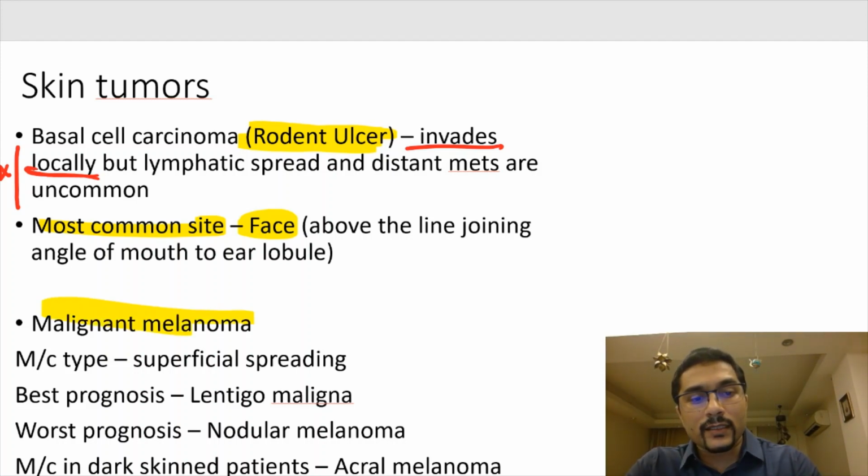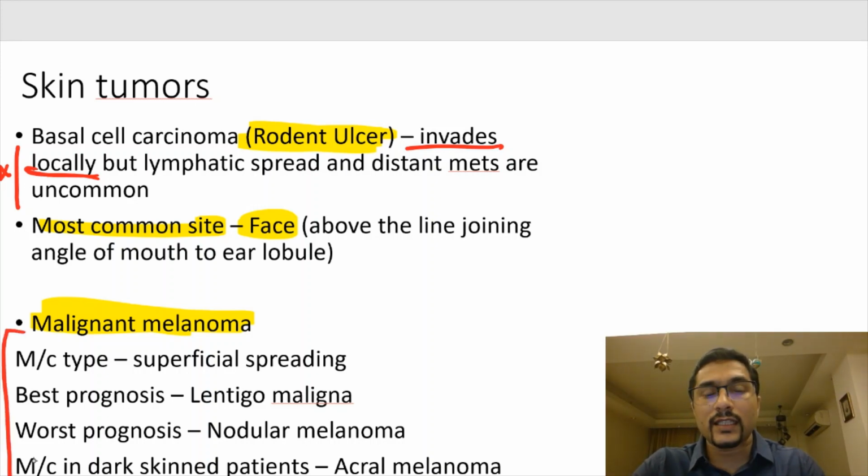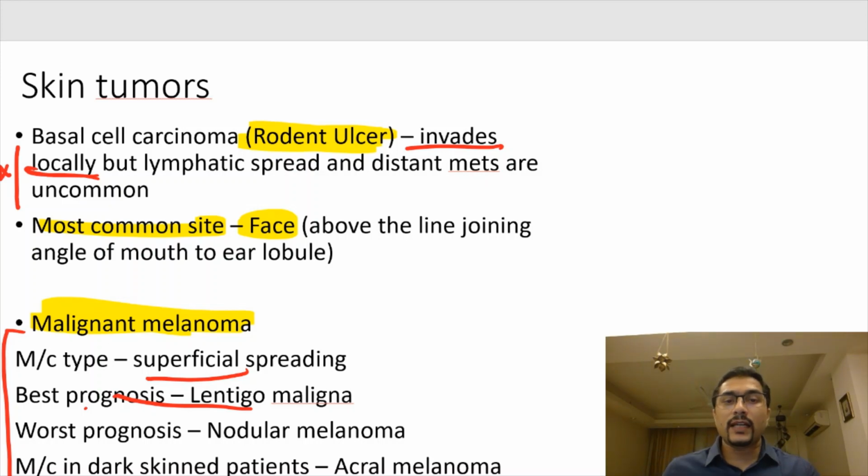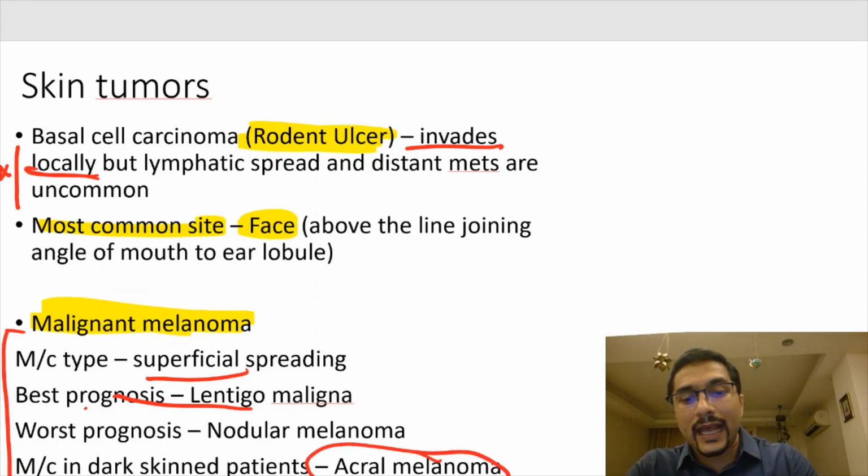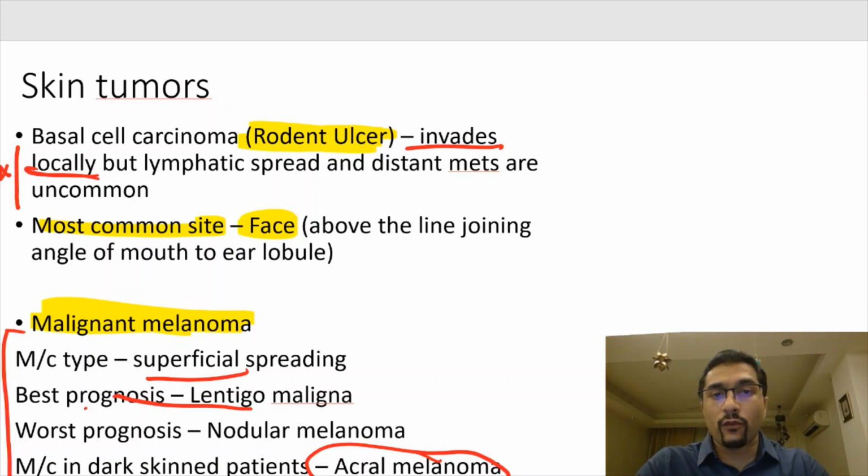Malignant melanoma, there are certain one-liners which have been asked. You should remember these 4 one-liners which have been asked in the exam. The most common type is superficial spreading type. The best prognosis is of lentigo maligna. Lentigo maligna is a type of in situ melanoma. It does not invade. Worst prognosis is of nodular melanoma, and the most common melanoma in dark-skinned patients, this has also been asked in your exam, is acral melanoma. So remember these 4 points in a melanoma.